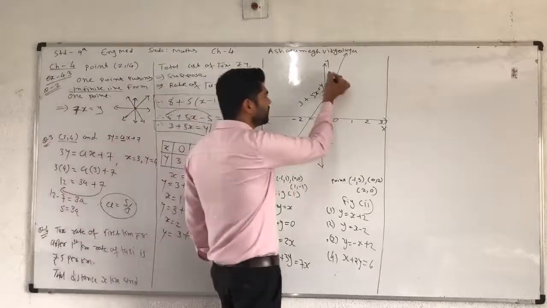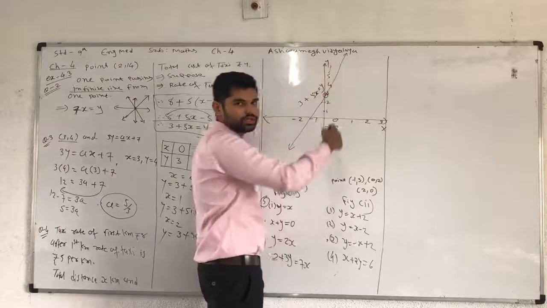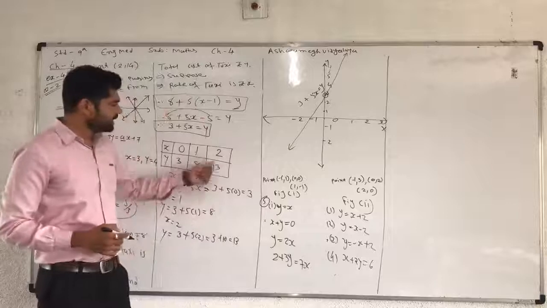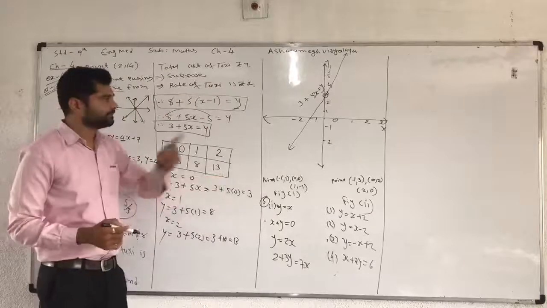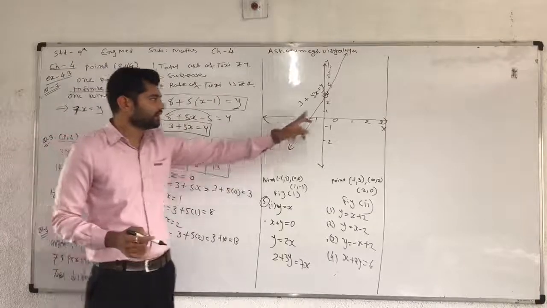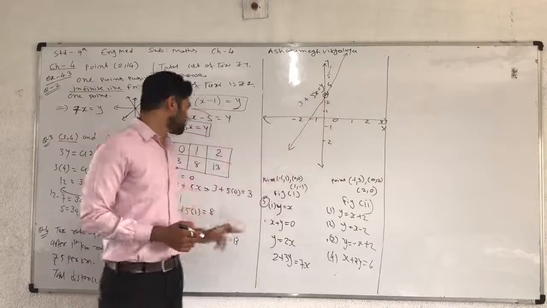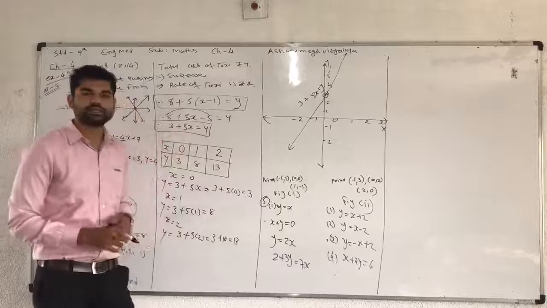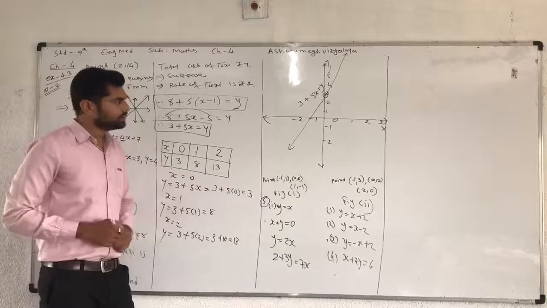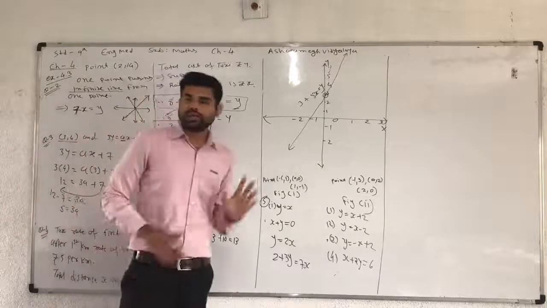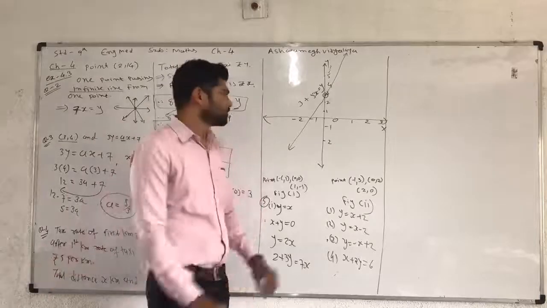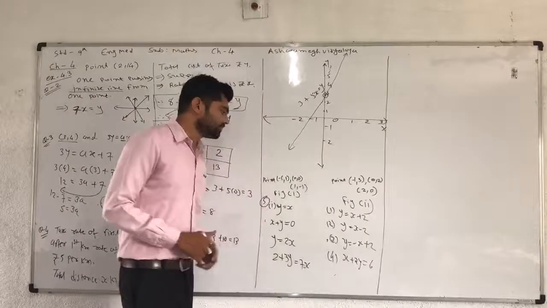So completed here up to 13 terms, and then draw down 1 and 8, 2 and 13, and a linear line, and on the line you can write down 3 plus 5x. This equation 3 plus 5x equal to y is the graphical representation of this data. Complete it by yourself.